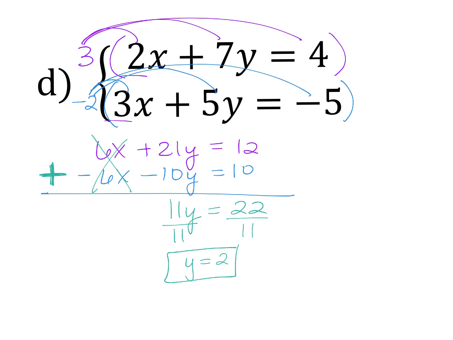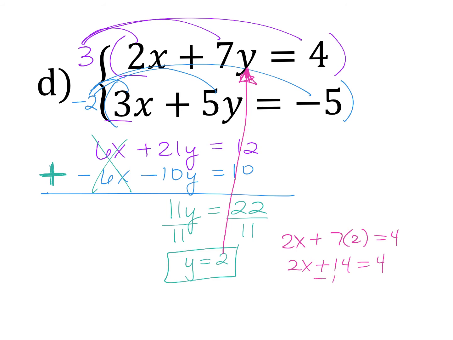Okay, so y is 2, and then you can choose. Now you have 4 equations to choose from. Plug it into one of them. I'd probably just do the top one. So I'm going to put this 2 right here, and I get 2x plus 7 times 2 equals 4. So 2x plus 14 equals 4.